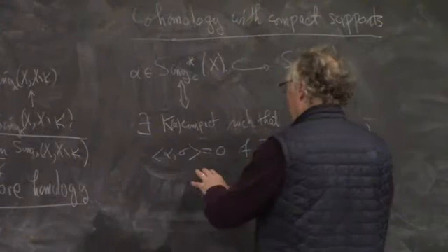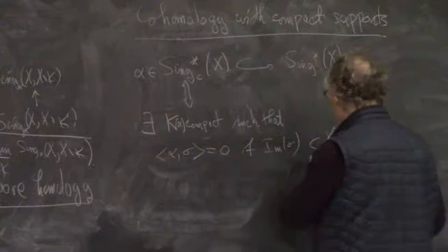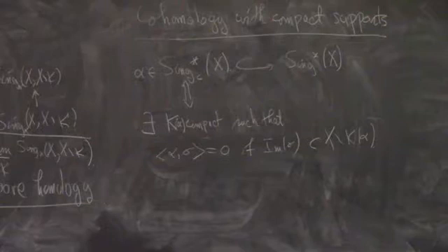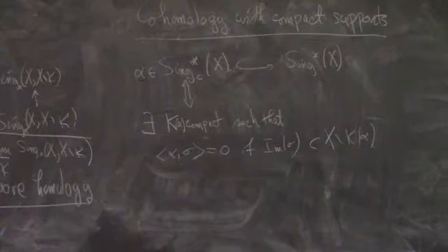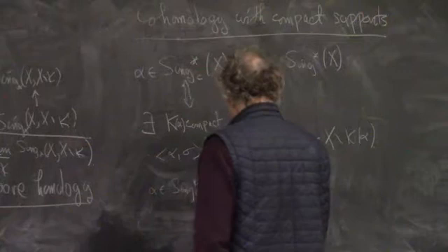So this cochain only vanishes outside the compact set. It vanishes for any singular simplex whose image is completely outside the compact set. But for those that span, it can be non-trivial. Okay, so the first thing to check is that if alpha has compact support, then so does its coboundary.